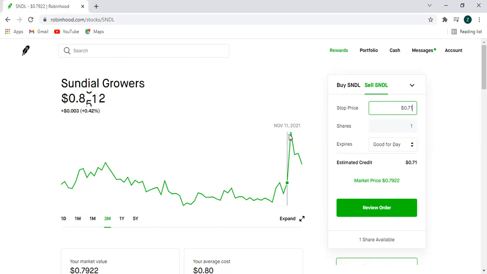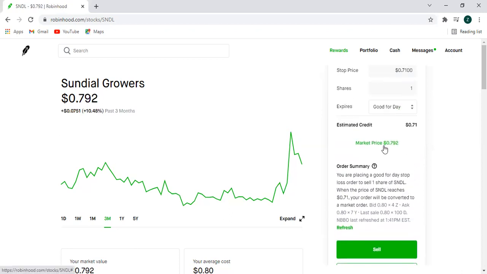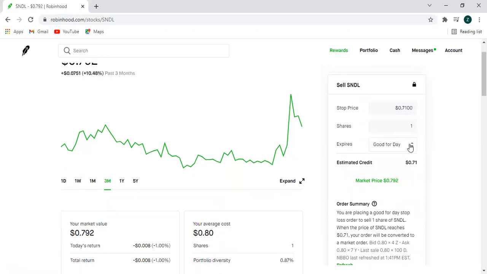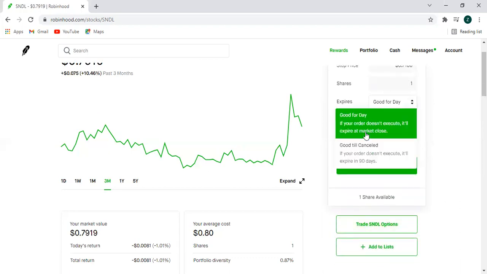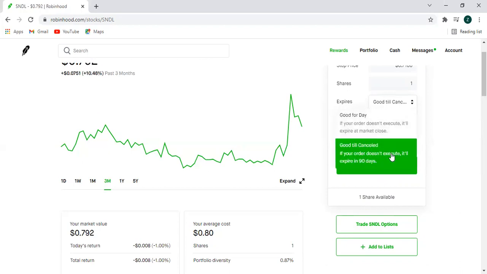So now if SNDL goes below 0.72 and starts trading at 0.71, you would hit review order, and I'll just go ahead and hit sell so you guys can see. You're placing a good for day order. Also real quick, on expiration, there are two ways to do it. If you're day trading, you can do expiration good for day. But if you're not day trading, you need to change this to good till canceled. If your order does not execute today, meaning by 4 p.m. or 4:30 p.m. if you have after hours trading enabled, it'll expire in 90 days.